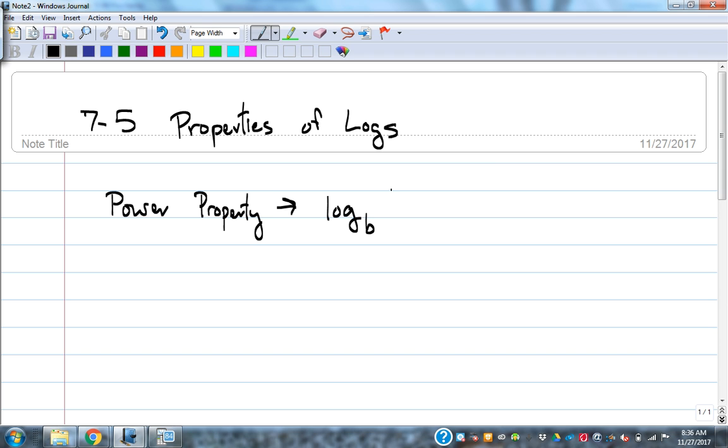Log base B of M to the n power. So I'm putting variables here, the generic thing, we'll do some examples with these in just a little bit. We got a base here of something with an exponent on it. So it's a power property. What the power property does is it allows you to take this exponent off of that and bring it down to the front. So that's n times log base B of M.